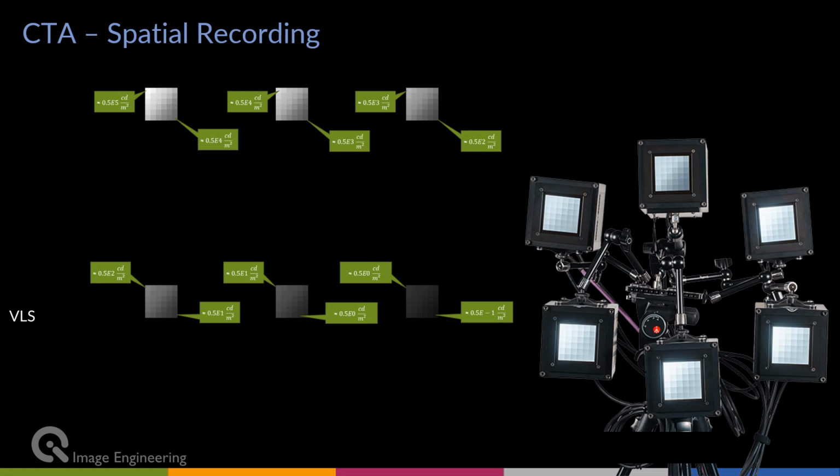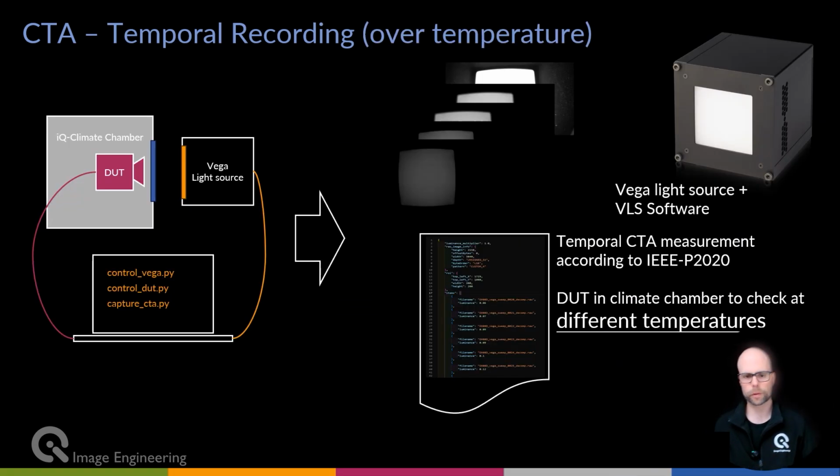And that means spatial, so different luminances are recorded at different spatial positions. That is the spatial recording, with 6 light sources. The contrast to that is the temporal recording, which, for example, you can also do over temperature.